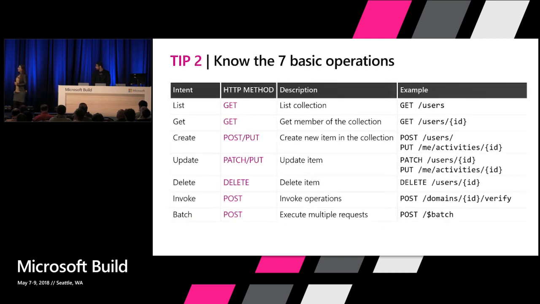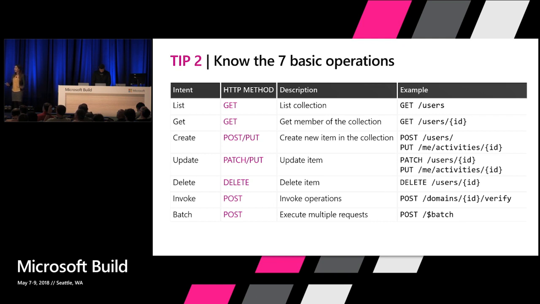Tip number 2, know the 7 basic operations in the Microsoft Graph. Microsoft Graph is a REST endpoint, and by being a REST endpoint, it uses HTTP methods to clarify the intent of the requests that you want to do. Of course, if you want to list a collection, you're going to do a GET request to that particular endpoint. The example that I have here is getting users. It's going to return all of the members of that collection. If I want to get a member of a collection, then again, with a GET request, I'm going to get users and then that particular member identified by the ID.